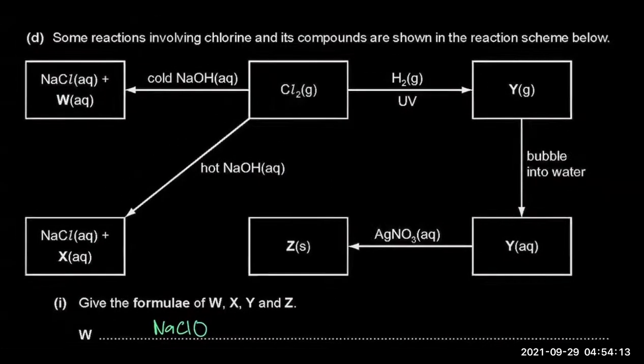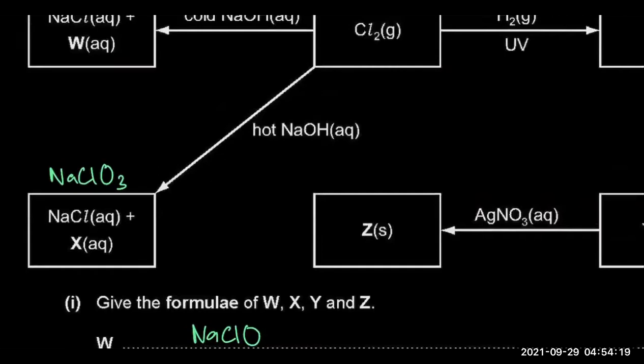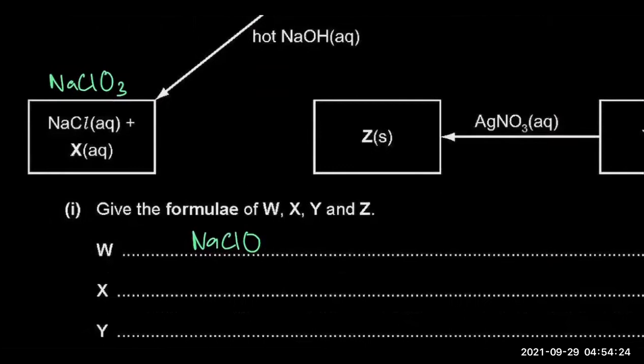What does it make with hot NaOH? Hot NaClO3. So here, this is sodium chlorate 5. Right? So X is sodium chlorate 5.